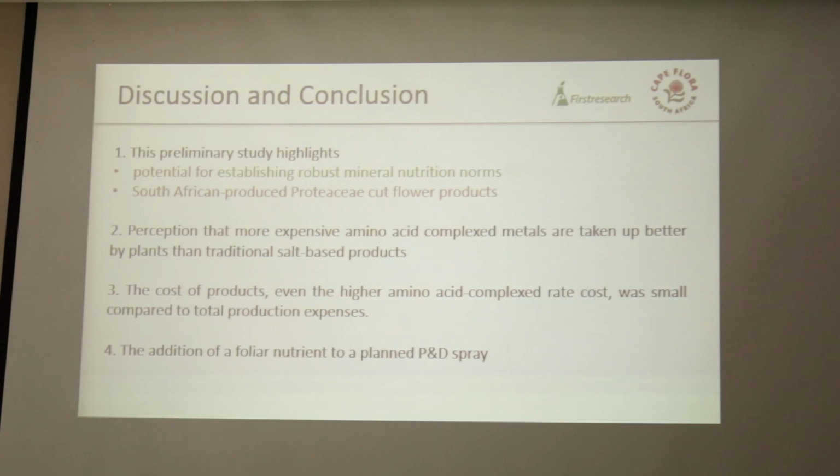So yeah, in conclusion, I think the study really highlights our requirement and our need to have robust norms that we can use, and for a specific time of year send in a leaf sample, see where we are at before we see visual problems and be able to sort that out. There's a perception that the often more expensive amino acid chelated or some of the fancy chelated products are better, and I think that's not necessarily true, and one can look into that in more detail in further studies.